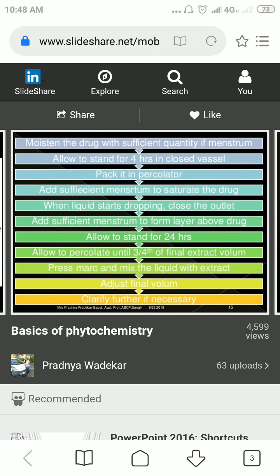Then by 2 to 3 such processes you can get complete extraction by the percolation method. So the percolation method requires less amount of solvent and you get a more concentrated yield as compared to maceration.